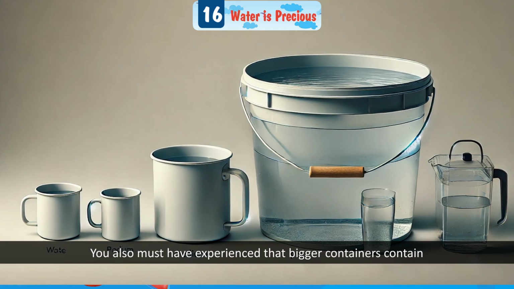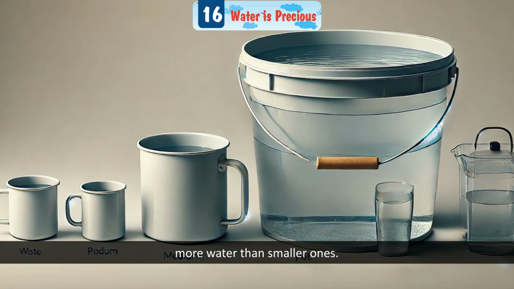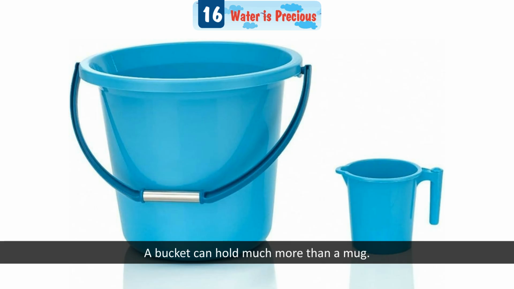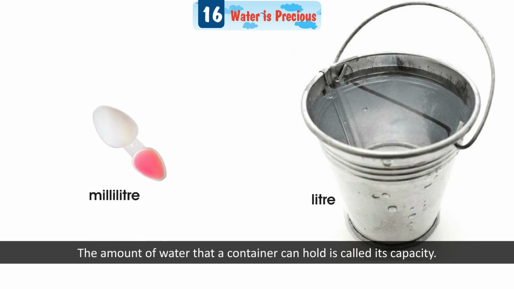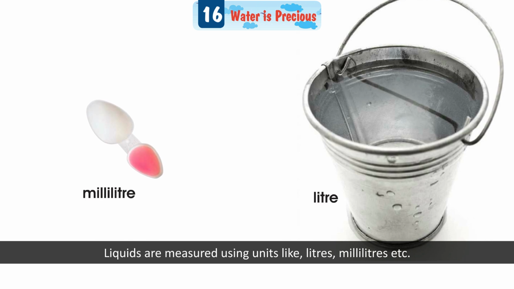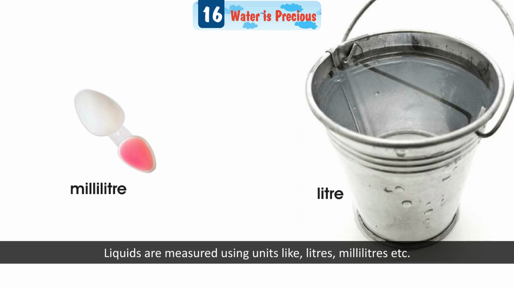Measuring liquid. You also must have experienced that bigger containers contain more water than smaller ones. A bucket can hold much more than a mug. The amount of water that a container can hold is called its capacity. Liquids are measured using units like liters, milliliters, etc.